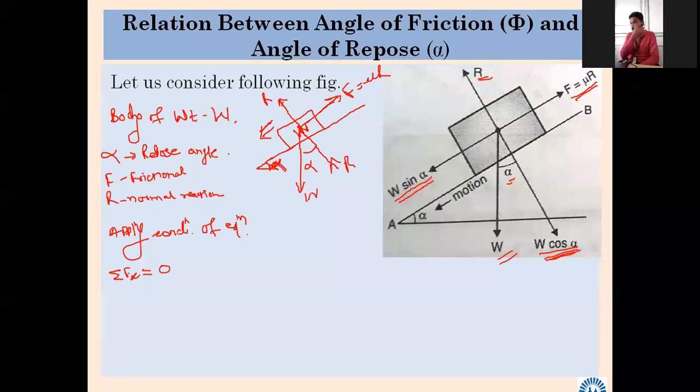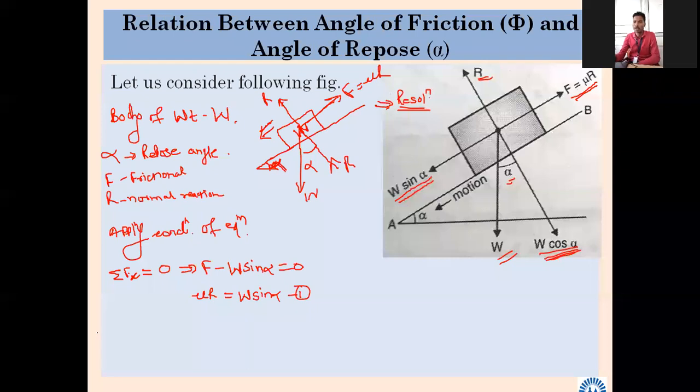Yes. So which forces are passing in the upward direction? After resolution, this is the resolved diagram. Which force is passing upward? Mu R. And which force is passing in the downward direction? W sin alpha. So mu R is equal to W sin alpha, equation number 1.